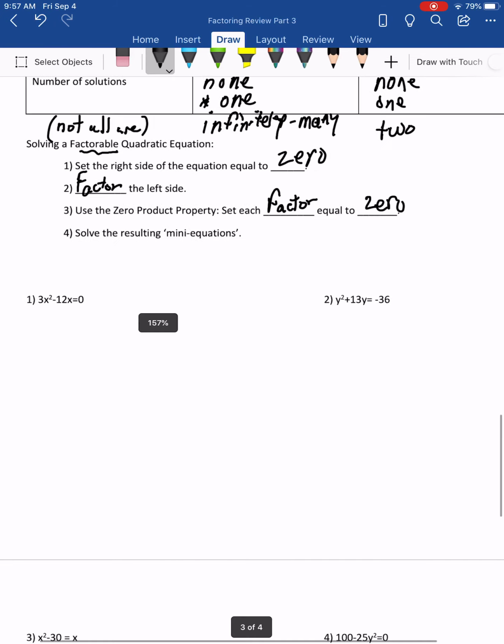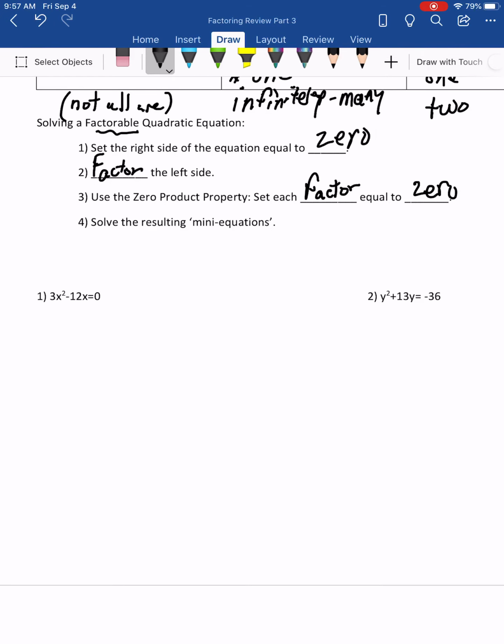Number 1. All right, notice number 1 only has 2 terms. All right, it's already set equal to 0, but since it only has 2 terms, we're not going to use ax squared plus bx plus c because there is no c term. So what there is, it does have a GCF.